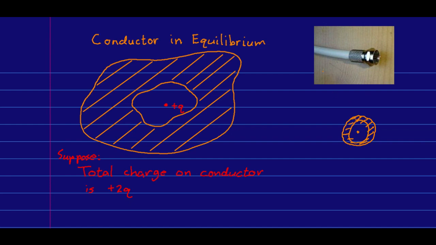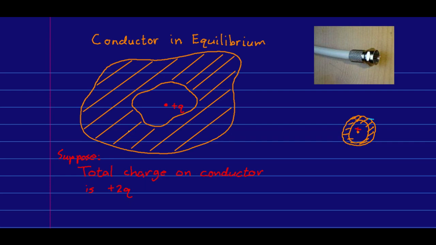And often in the operation of a coaxial cable, there will be some amount of charge on this inside piece of metal and some other amount of charge, possibly positive, possibly negative, doesn't matter, on the outside. And so we often get these situations in technological applications where we have a charge inside a hollow conductor. So let's think about that.